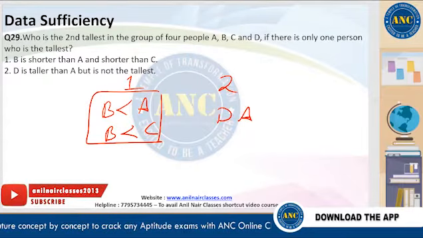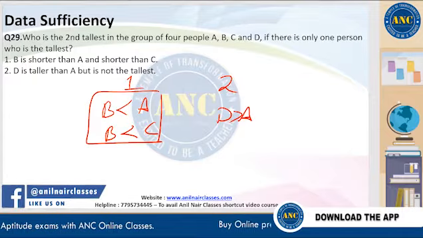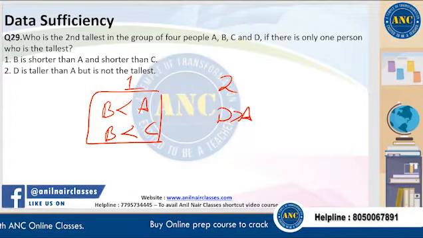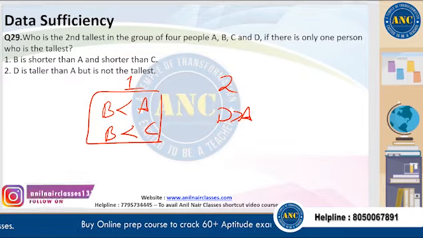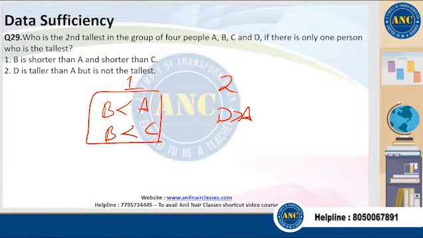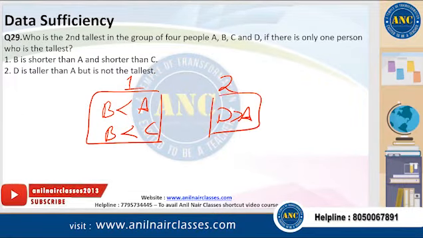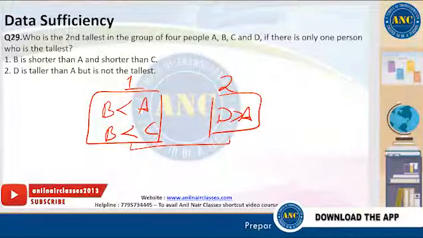D is taller than A. But there is at least one person taller than D. D is taller than A, but not the tallest. With the second statement alone, we cannot answer. That's certain. So we'll combine both the statements.